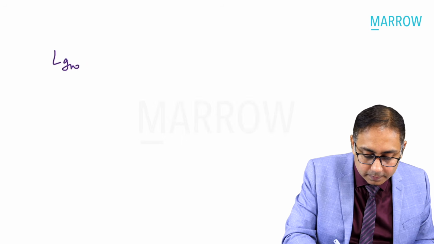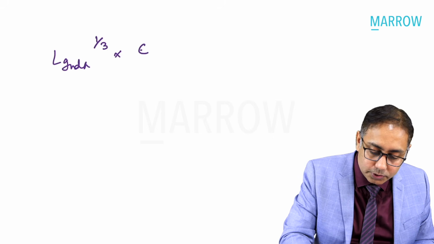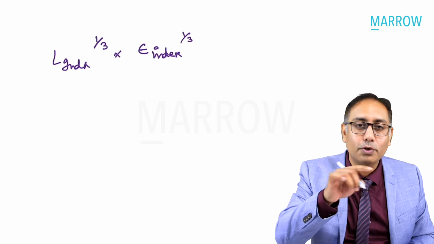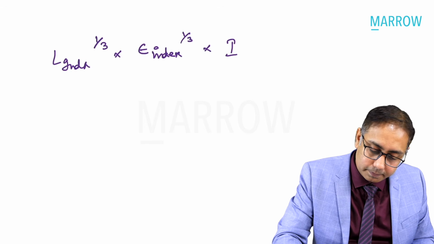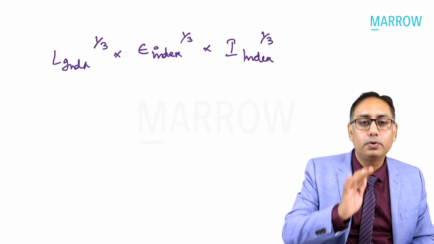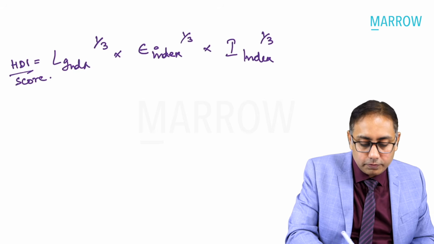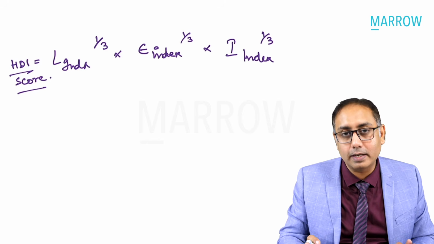So how do we calculate this HDI? It is the life index raised to power 1 by 3, that is the cube root of life index, multiplied by the education index raised to power 1 by 3, that is the cube root of education index, multiplied by the income index raised to power 1 by 3, that is the cube root of income index. So this will give you the HDI score. This is the geometric mean of all these indices.